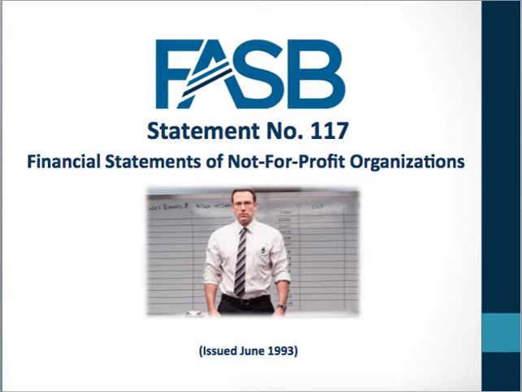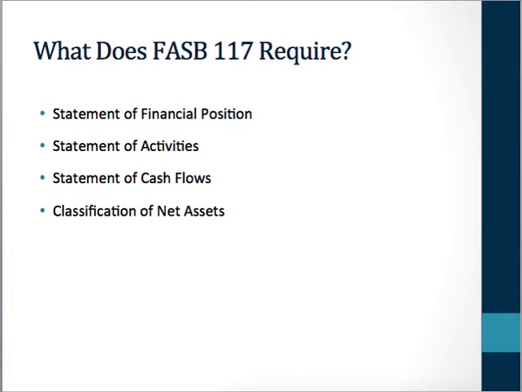My opportunity 2 was on FASB Statement 117. It is on the financial statements of not-for-profit organizations, and it was issued June of 1993. So I'm first going to talk about what FASB Statement 117 is about and what it requires. So it really requires four main things.